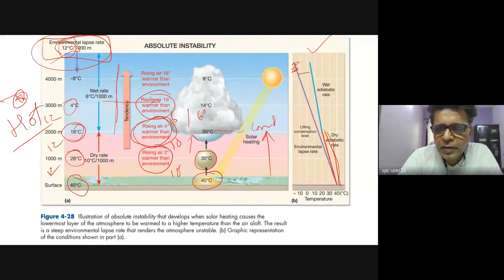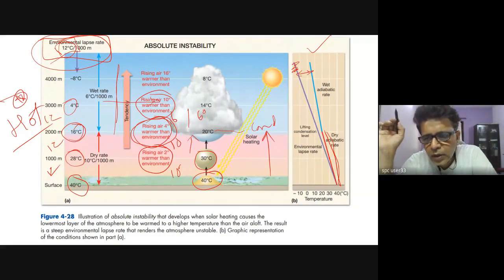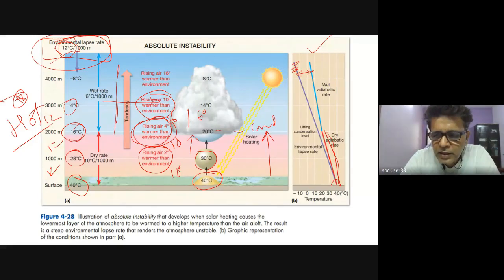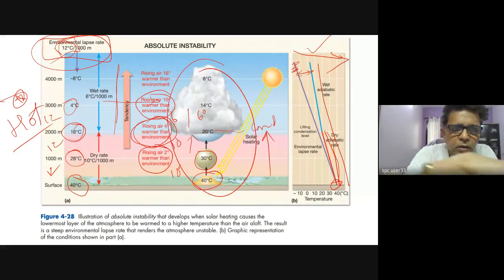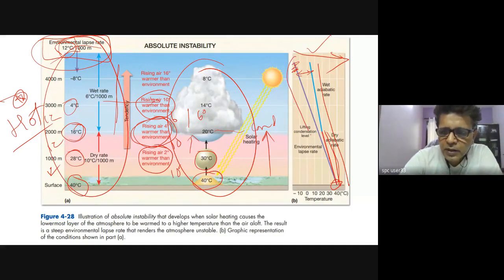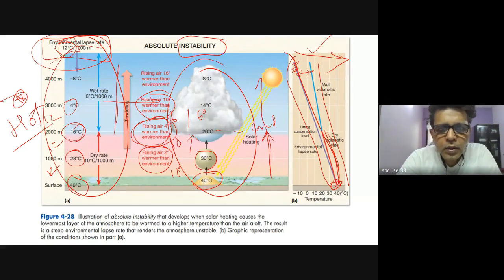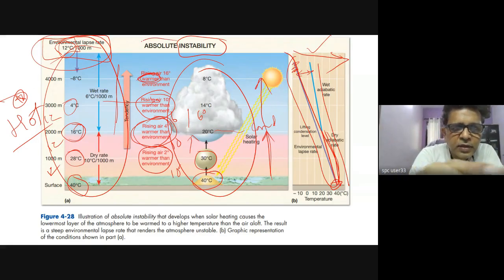So you'll see that this gap is going to increase now. Both started at the same level, but this gap is increasing. And this curve stays to the right of this curve. It is because it is to the right that there is going to be instability. At whatever height you go, the rising air is always warmer, and that is why there is going to be a tendency to go up.